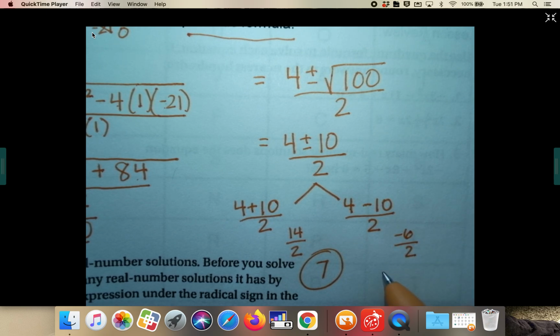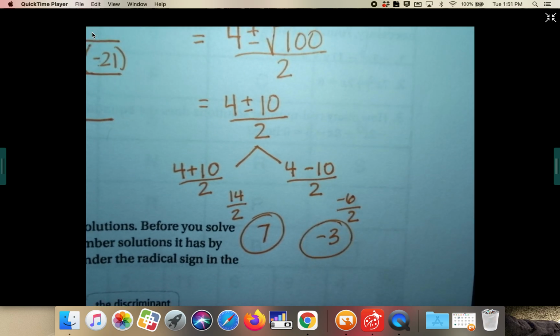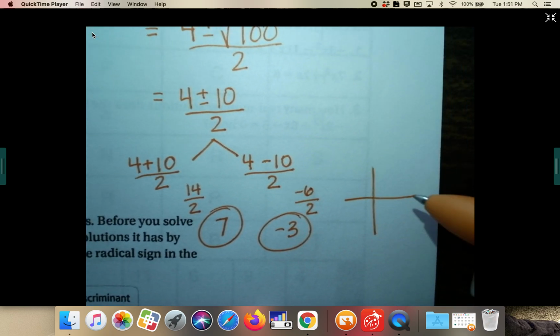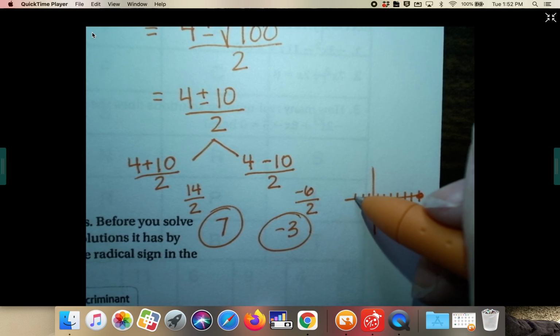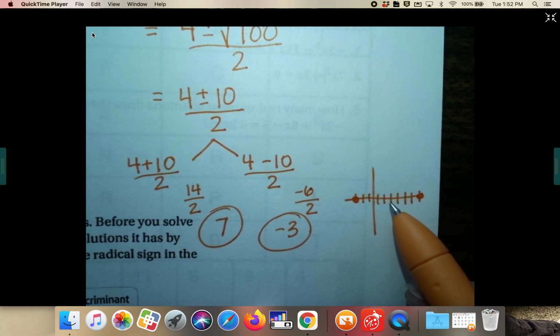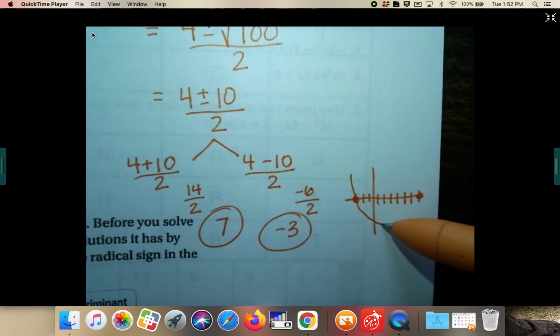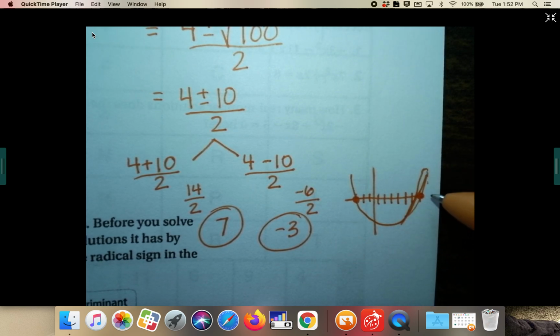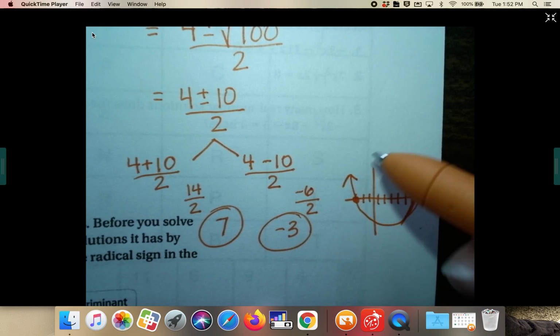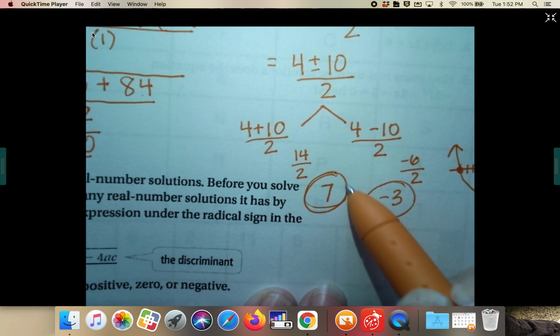Negative 6 divided by 2 is negative 3. So my two answers, my two roots, if I were graphing this on a parabola, would be 7 and negative 3. So it's going to look something like this, and I don't really care because we're not actually graphing it. I just want you to remember what we're finding.